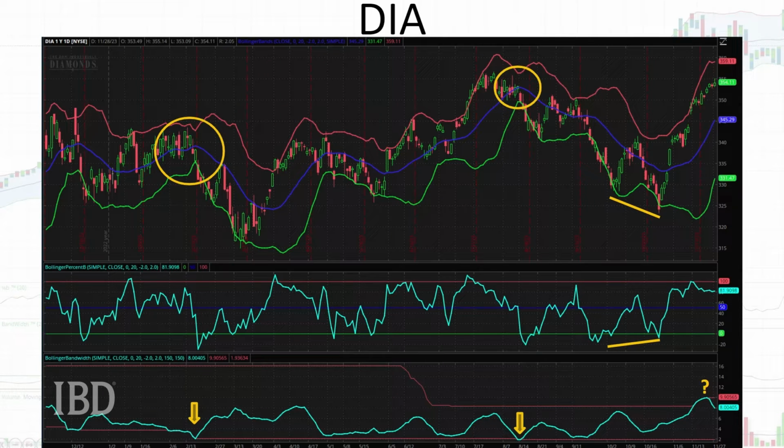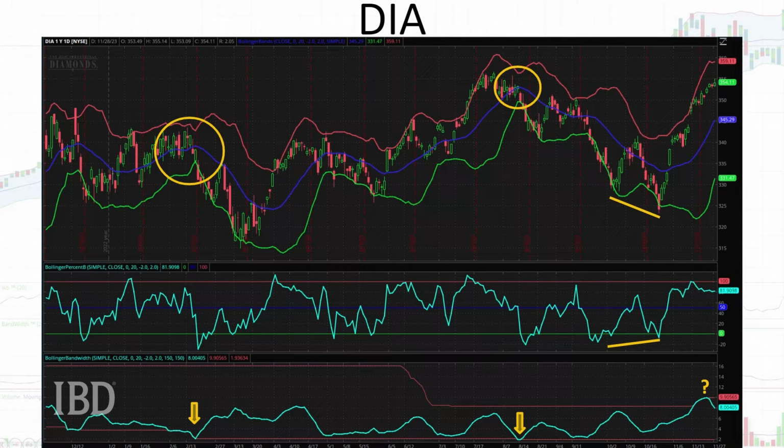Just so people can orient themselves, the blue line here is your 20-day moving average line. The upper red band is your 2 standard deviations above, and your green line is your 2 standard deviations below. In the clip immediately below price, that jagged line is percent B. We'll get to that in a couple of minutes. And in the clip beneath that is bandwidth, which tells you how wide the bands are. So percent B tells us where we are in relation to the bands.